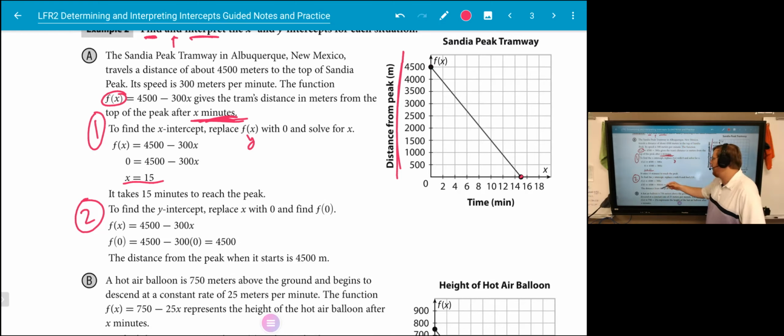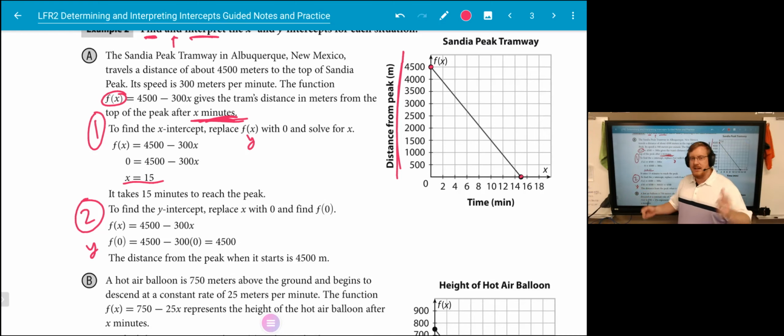To find the y-intercept, replace x with 0 and find f of 0, the value of the function when x is 0. Again, this is your y at 0. You put 0 in there for x: 4,500 minus 300 times 0. Well, 300 times 0 is 0, so it's 4,500. In other words, when the time is 0, you are 4,500 meters away. When the time is 15 minutes, you are 0 meters away from the peak, which means you've reached the peak.